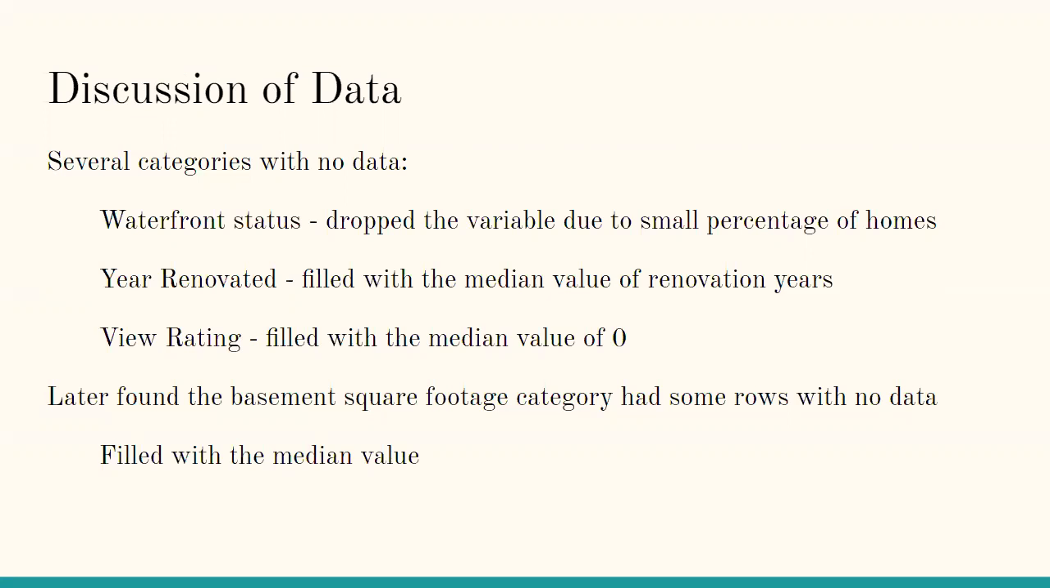So later on in my research, I found that the basement square footage category had some rows with no data. They had question marks instead of null values. And so what I did with those is I filled them with the median value as well. Similar to year renovated, there were quite a few 0 values, as in houses that don't have a basement, and I didn't want that to negatively affect my mean.